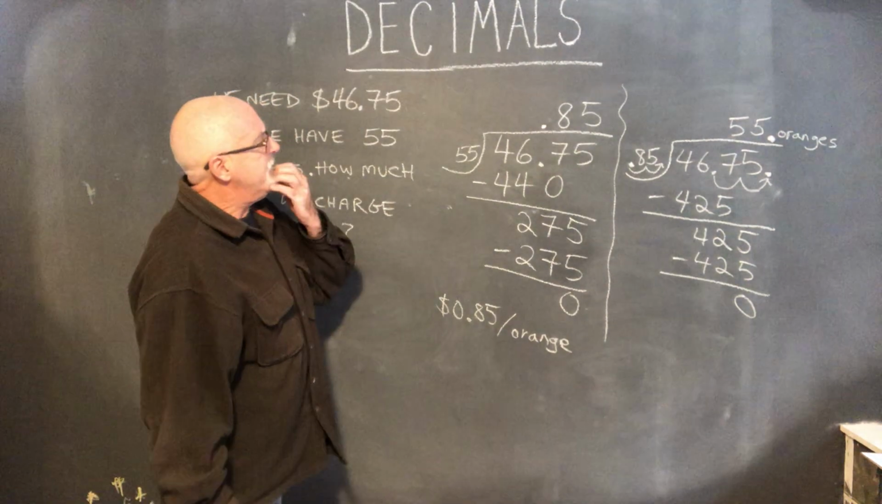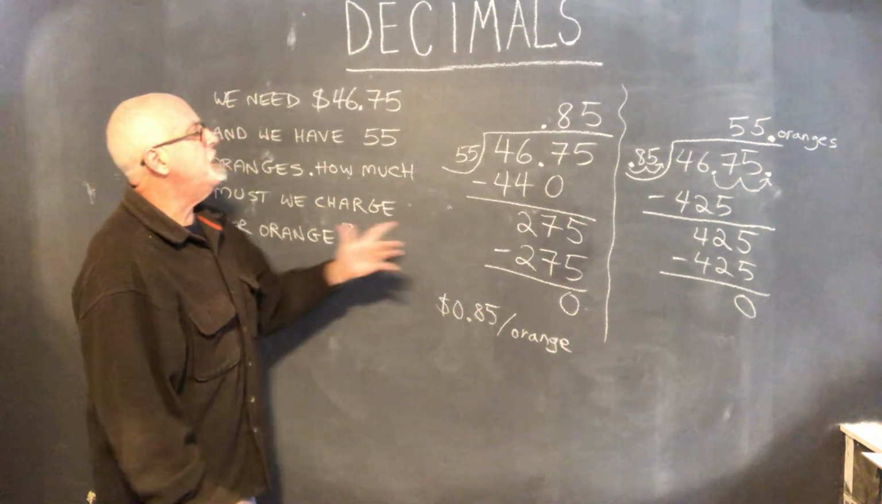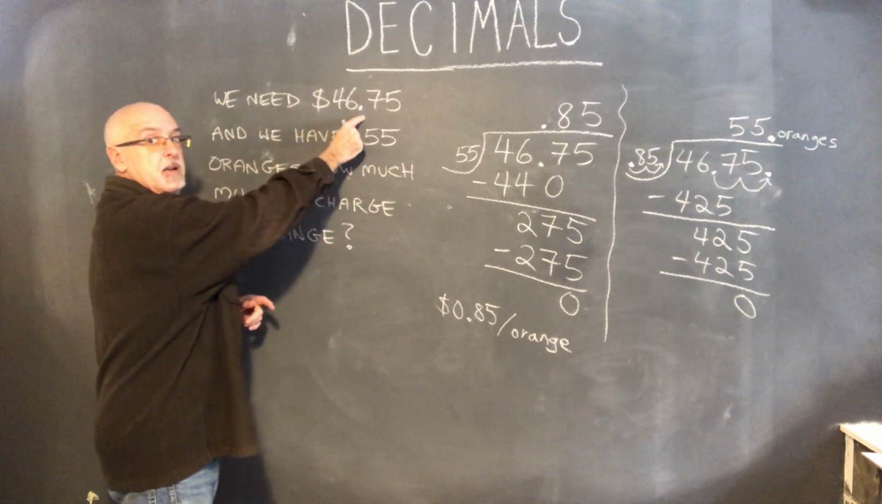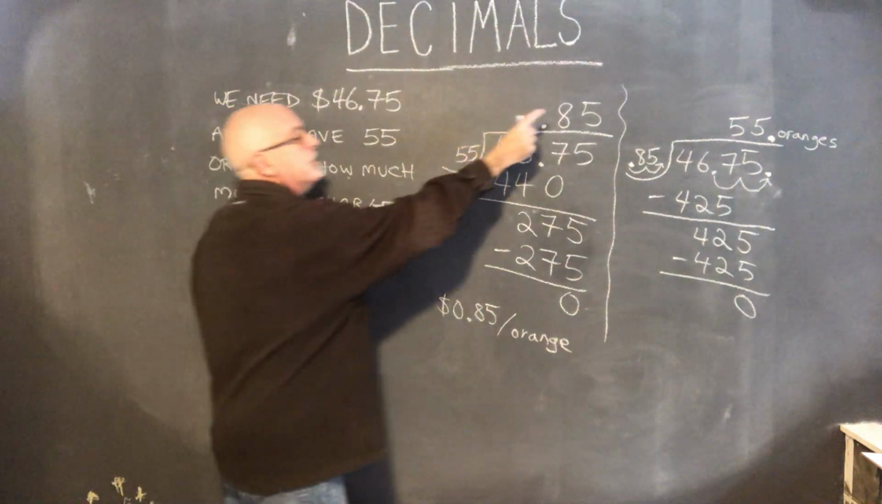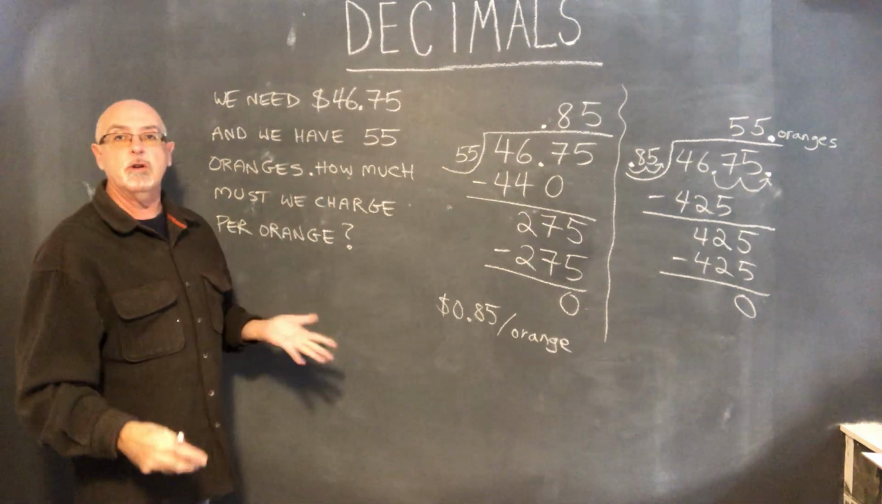Okay, so 55 oranges is the answer if we are dividing the amount we need by the cost per orange that we want to charge. 85 cents is the answer if we are dividing the amount we need by the number of oranges we know we have.